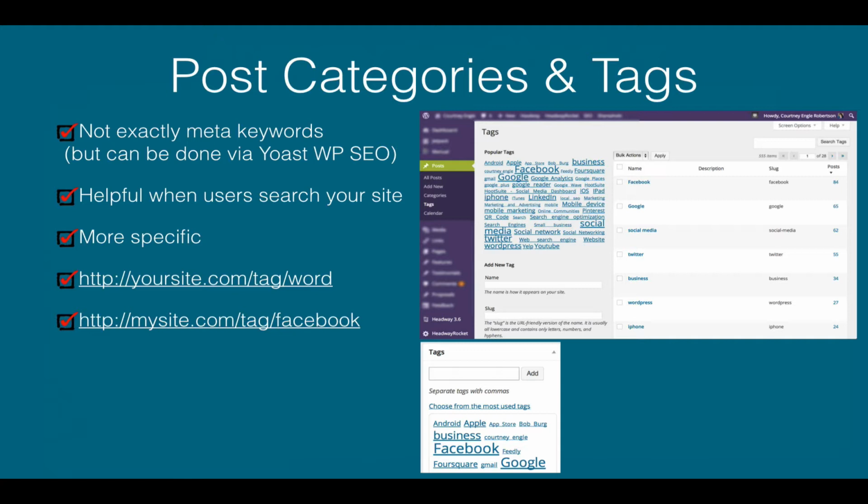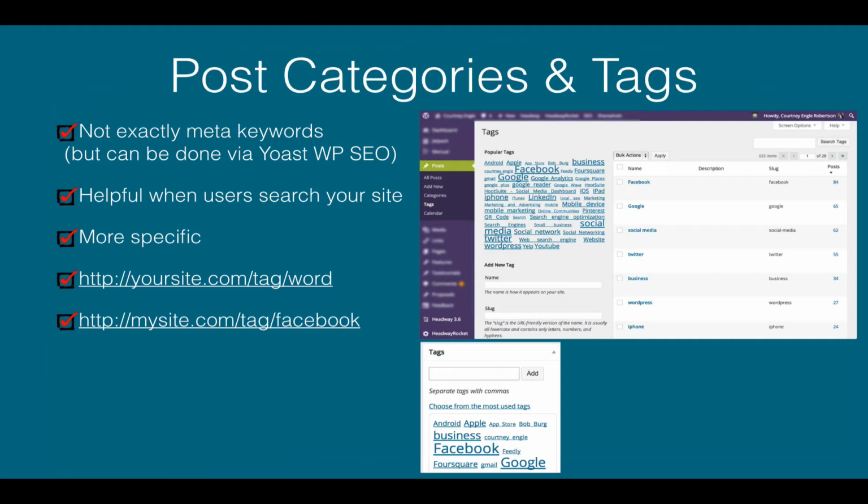Likewise, there are tags. Tags are a little bit different than categories. You could still get to yoursite.com/tag/ whatever it is. These are more specific. So if I have a category called social media, a tag I would use might be Google Plus or Facebook. It's something more specific than the general category. People can go to /tag/ whatever it is and see everything with that tag in there. To edit those, you go to posts and then tags, and you can see a list of all the ones that you've used.